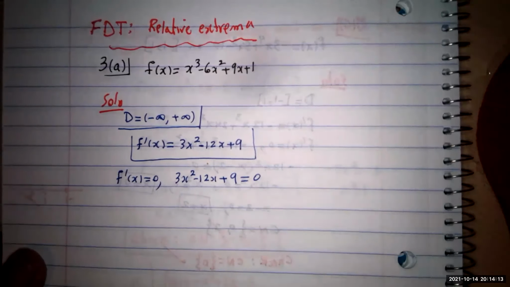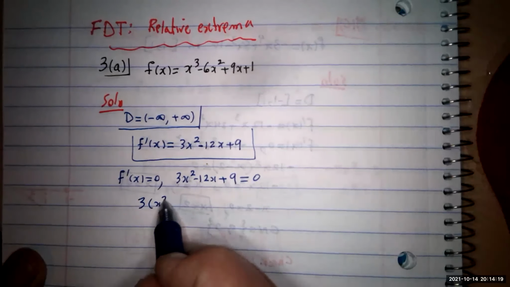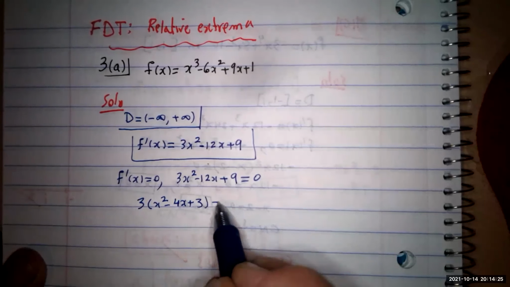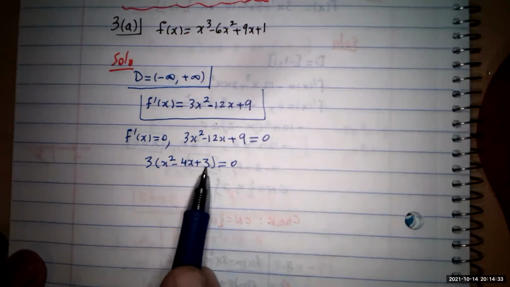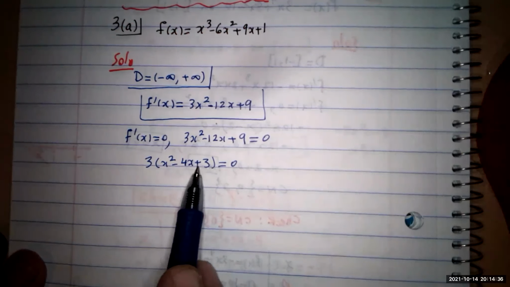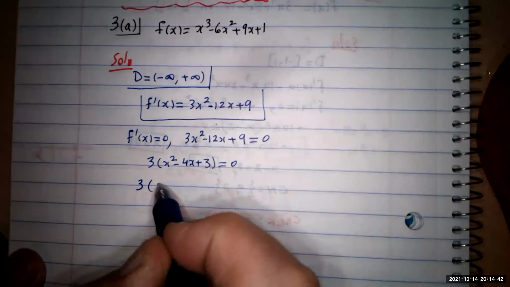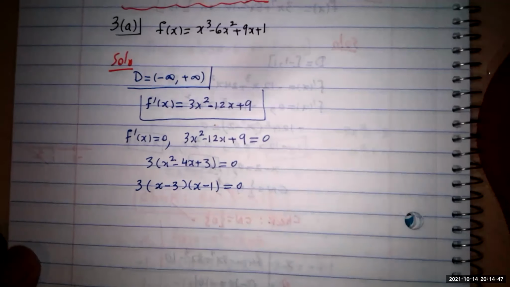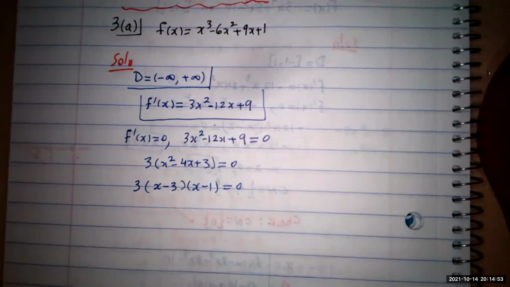Try factoring first. You can factor out the 3 first. Take out the 3, so that gives x squared minus 4x plus 3 equal to 0. Make sure you get the factoring all right. Then we want to find 2 numbers with a product of 3, which is positive, and a sum of negative 4. The numbers are going to be easy to find: negative 3 and negative 1. Negative 3 times negative 1 would be a positive 3, and negative 3 minus 1 would be negative 4.